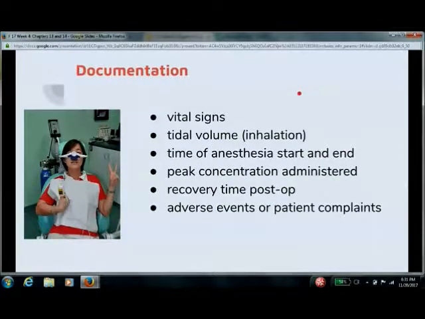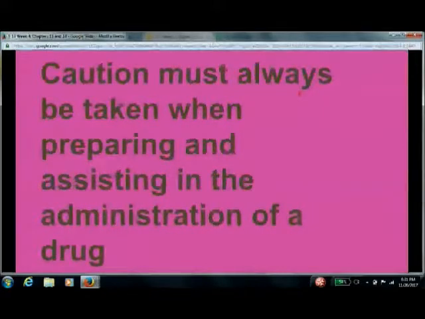I used to work with someone who spent years trying to get pregnant. She was the lead assistant. As soon as they took the nitrous out of the office, yep. So caution always needs to be taken when we're preparing and assisting in the administration of a drug.